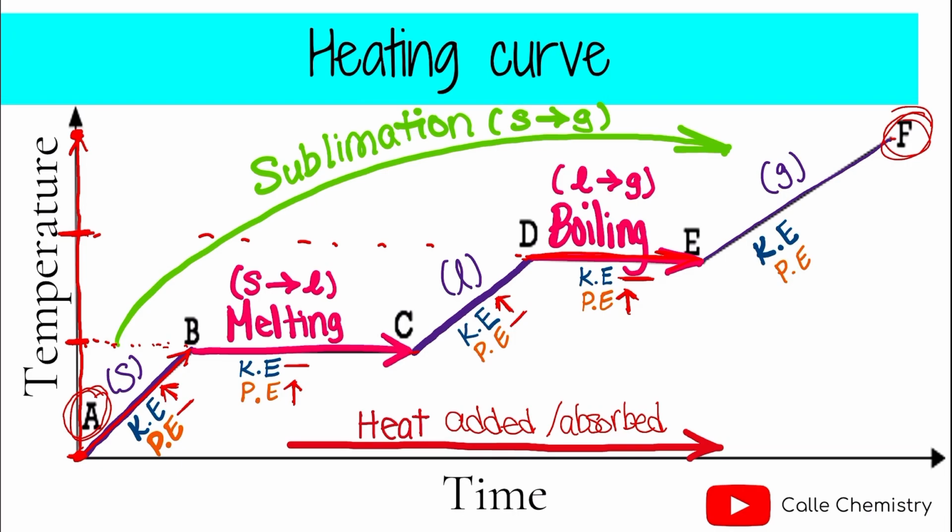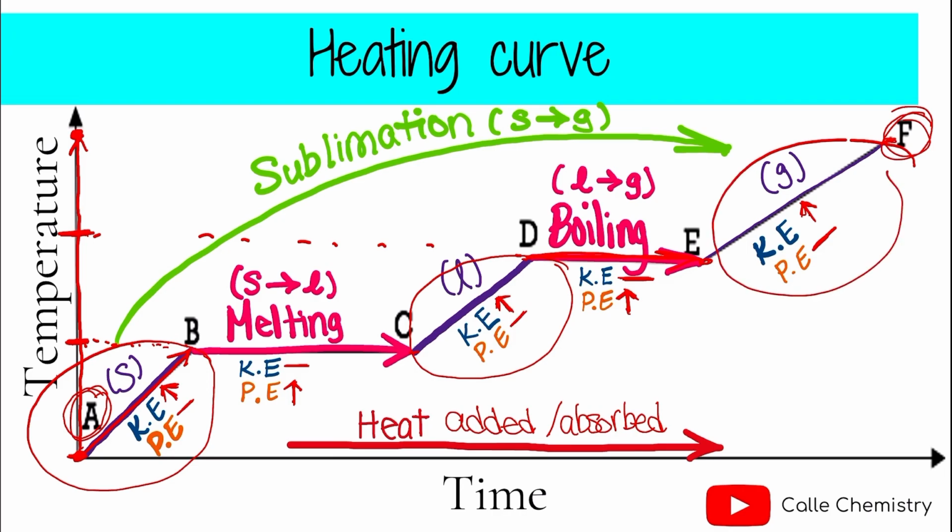Last one for gas. The kinetic energy, while the temperature is increasing from point E to F, so the kinetic energy is increasing and the potential energy is staying constant. Now we should see a pattern here. On the slopes, so I'm going to circle that, on the slopes, we see that the kinetic energy is increasing and the potential energy is remaining constant.